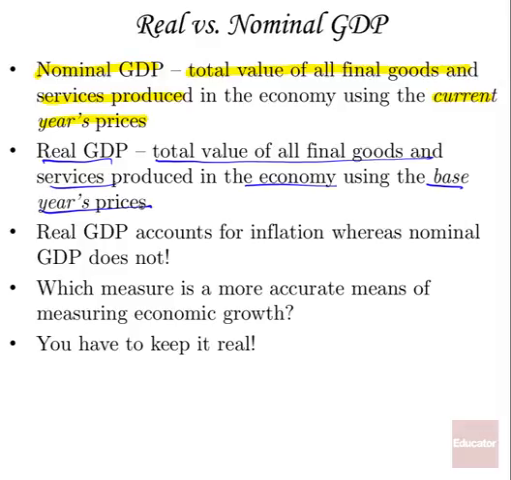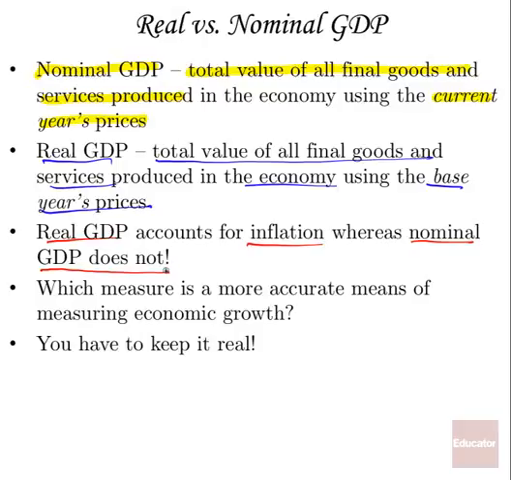So there's nothing magic about that base year. Usually it's going to be like 2010 or 2000. Usually the base year is going to be, kind of like every decade. It doesn't have to be. You could use 2015 as the base year. But that's basically what real GDP is. Use the constant year's prices as opposed to nominal, which is use the current year's prices. Now, what's the difference here? Well, real GDP accounts for inflation, whereas nominal GDP does not.